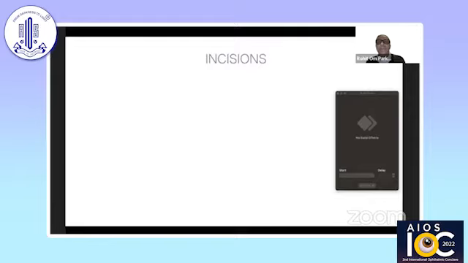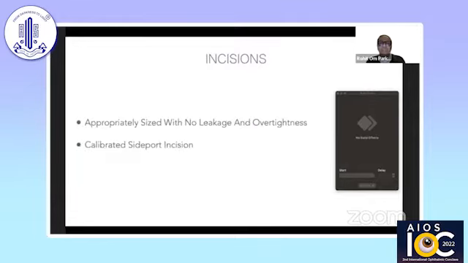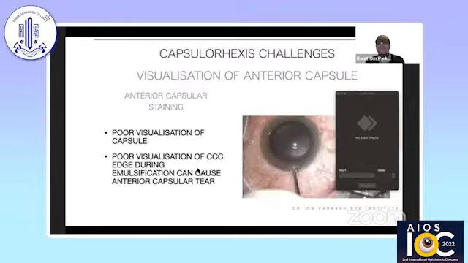So the next point is the incisions, which is a very small thing, but it needs to be looked into because the main incision has to be appropriately sized too, with no leakage and over tightness. Over tightness can give corneal burn. The side port incision has also to be calibrated because excessive leakage through that can also cause unbalanced or unstable anterior chamber.